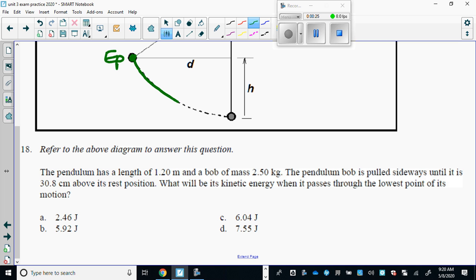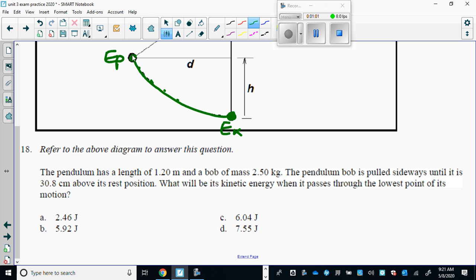As it goes down here, the kinetic energy increases, the potential energy decreases. And at this point, it becomes all kinetic energy. And the question is asking for the kinetic energy at this point here. In these kinds of questions, they can ask you for the potential, the kinetic energy or the velocity at the lowest point. They could also ask for the velocity at any point in between, which makes it a little more difficult. But this one is just asking for the kinetic energy when it's at its lowest point.